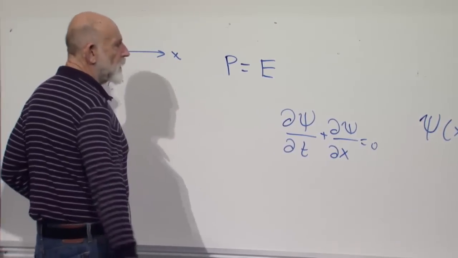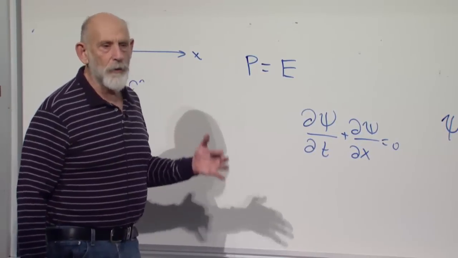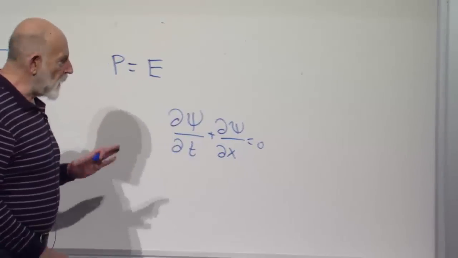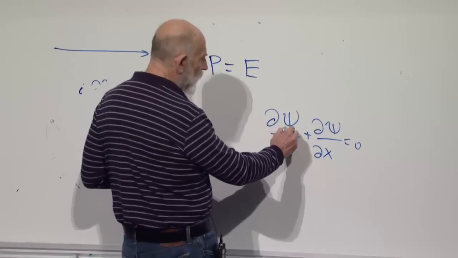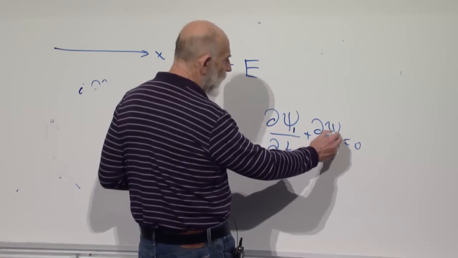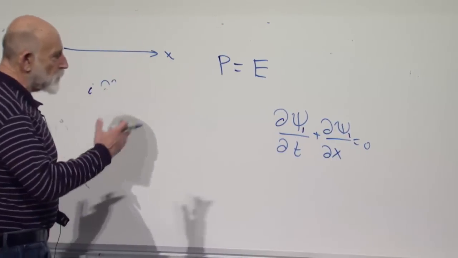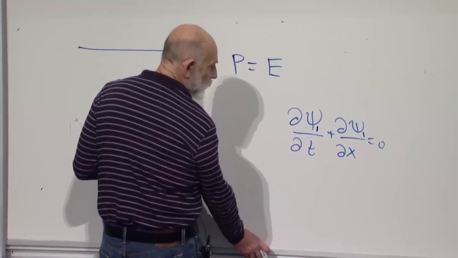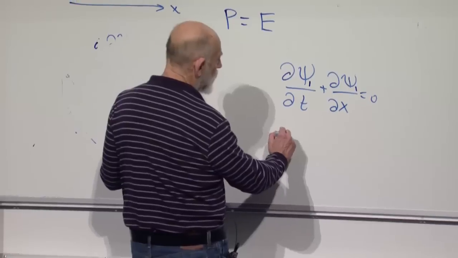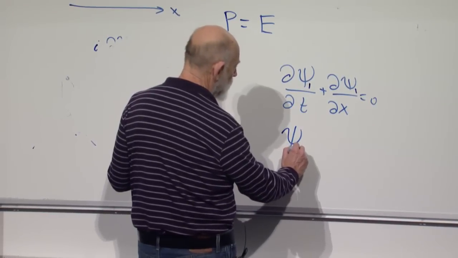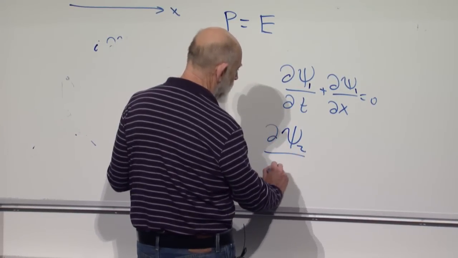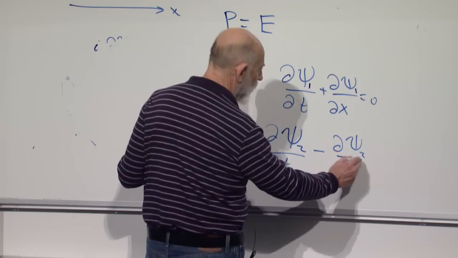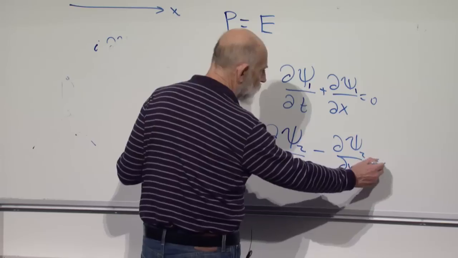Or we can say a particle can be one kind or the other. If we have only one particle, it could be the right kind or the left kind. And so let's put a psi 1 here. This is the equation for particles which move to the right. And what about the equation for particles to move to the left, which we'll call psi 2? That's the equation d psi 2 by dt minus d psi 2 by dx is equal to 0.